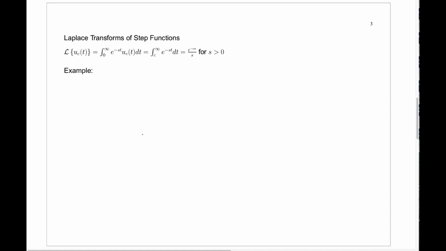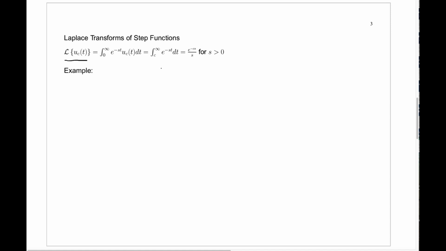Now, once we see that we can write any step function in terms of these standard step functions, we realize it would be a good idea to be able to find the Laplace transform of these standard functions. Then, by linearity, we'll be able to find the Laplace transform of any step function. So, how do we do that? Well, here's a very simple theorem. It says the Laplace transform of the standard step function u sub c of t.